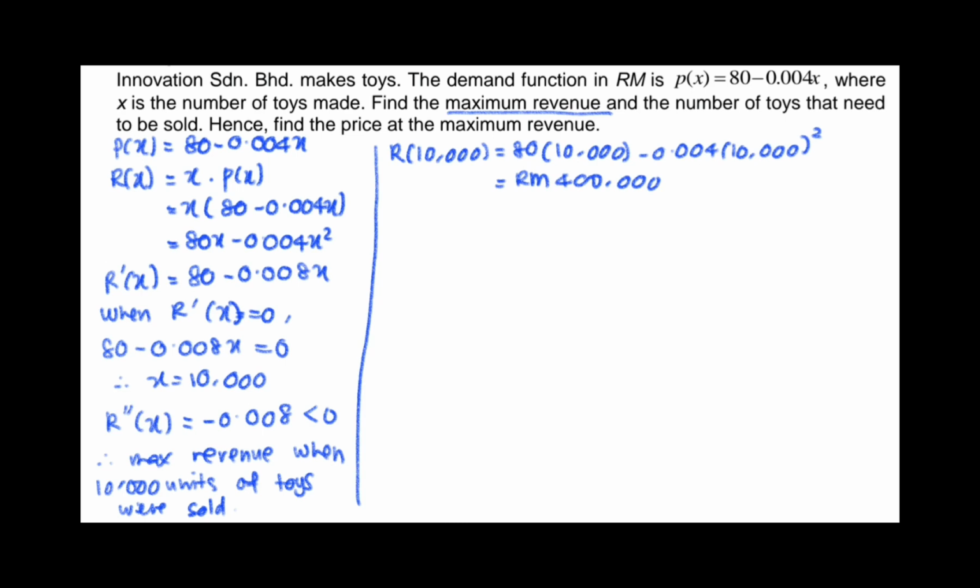And then find the price at the maximum revenue. So when x equal to 10,000, what is the price per unit? So P for 10,000, we substitute into the price function. So 80 minus 0.004 times 10,000 equal to RM 40.